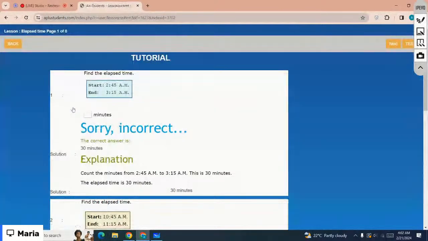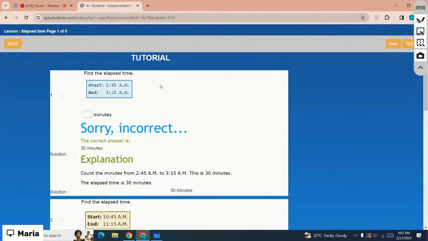Start 2:45 a.m. and 3:15 a.m. Basically, you have to calculate the difference between these two times. The start time is 2:45 and the end time is 3:15. So you have to calculate the difference between the times. From 2:45 a.m. till 3 a.m. you have 15 minutes, and from 3 a.m. till 3:15 you have another 15 minutes.